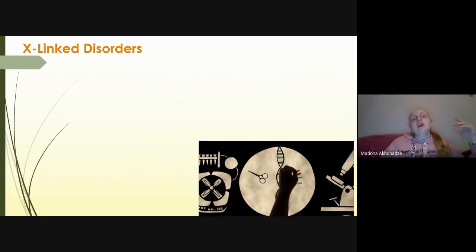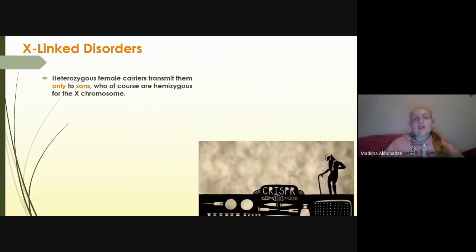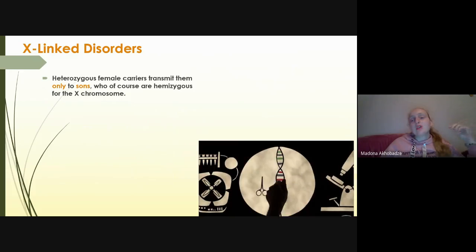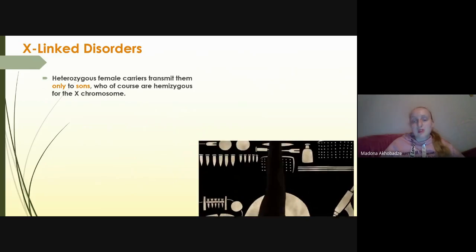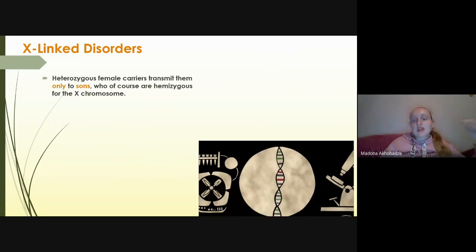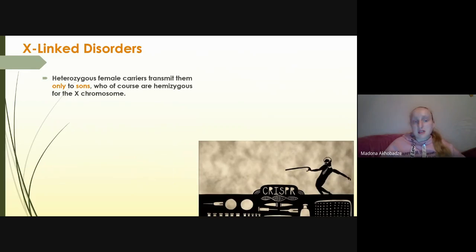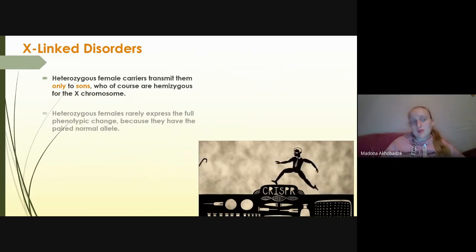Okay. And the last one is the X-linked disorder. It is the heterozygous female carrier that transmits them only to the son. So females are the carriers, and females are able only to give it to the sons, because again they give X to both of them, but the sons cannot get it from the father because father gives them the Y. Okay. And the males cannot be said to be heterozygous or homozygous in terms of the X, because they only got one X, and they are called hemizygous with respect to the X chromosome.